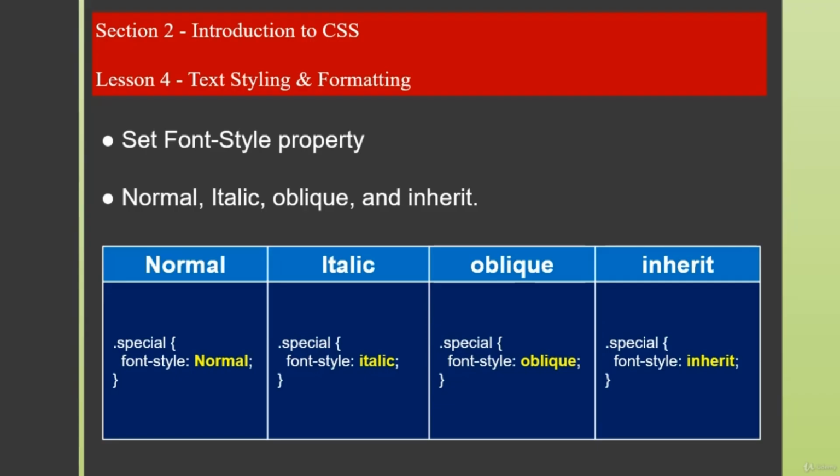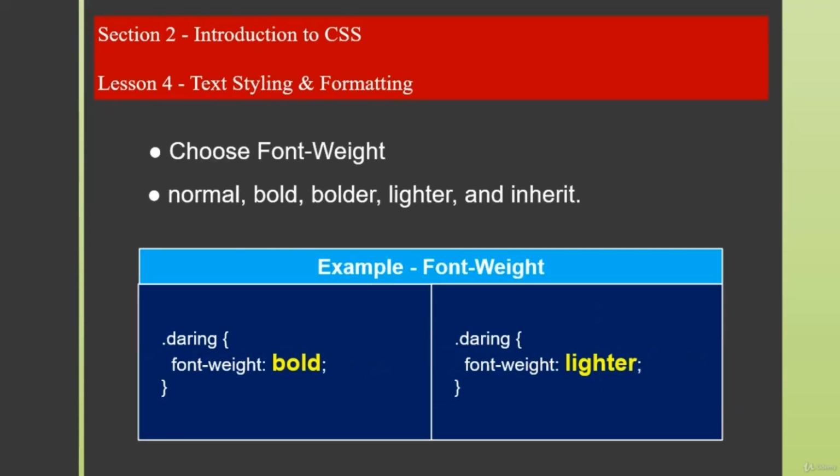To style text as bold or to change the specific weight of a typeface, use the font weight property. The font weight property has keyword and numeric values. Keyword values are normal, bold, bolder, lighter, and inherit. And these are the examples which use a class selector to change the text style to bold and lighter.